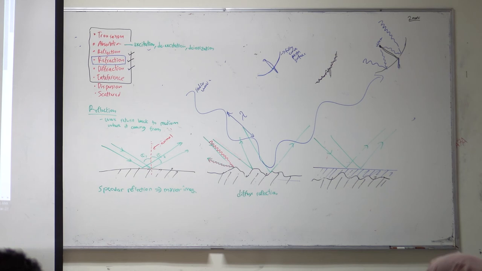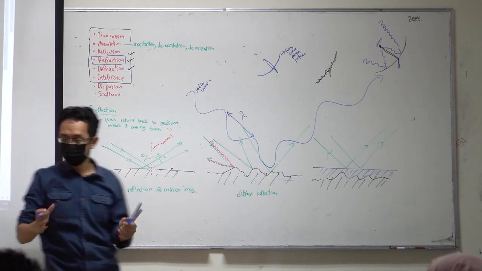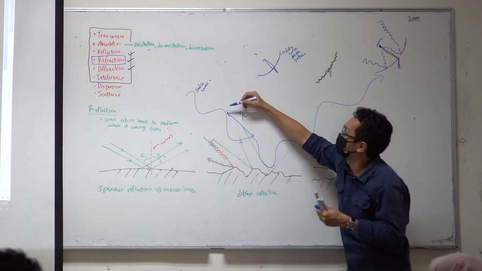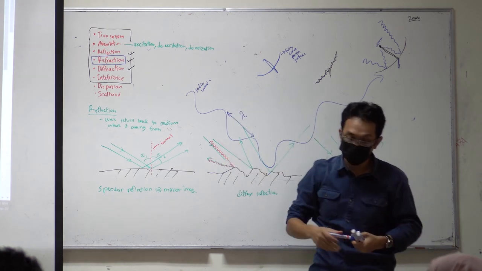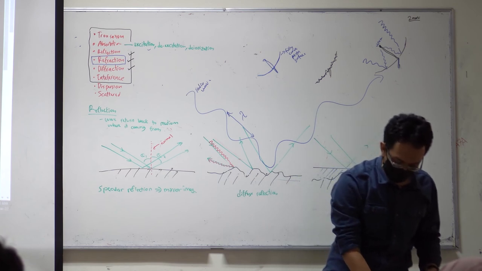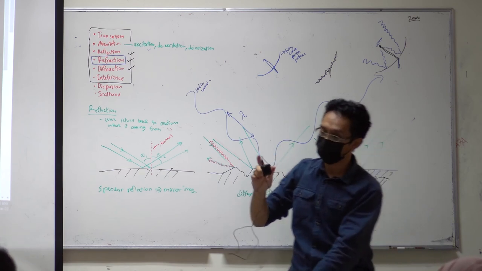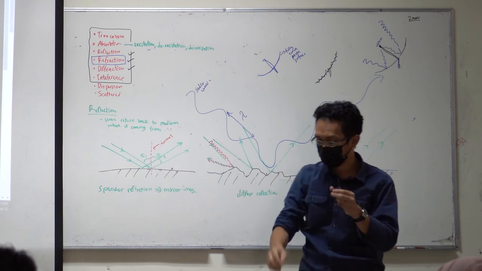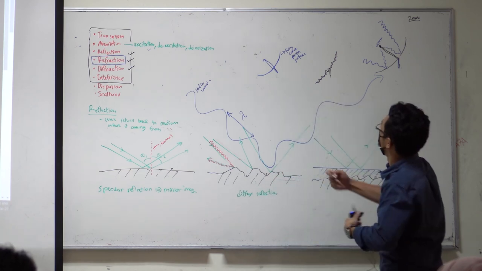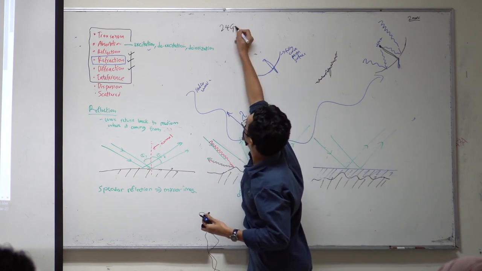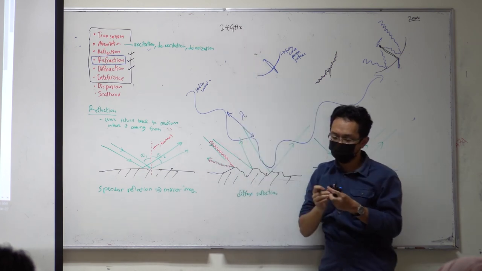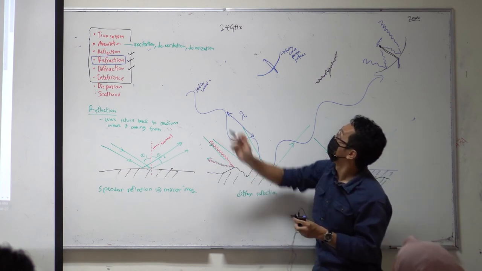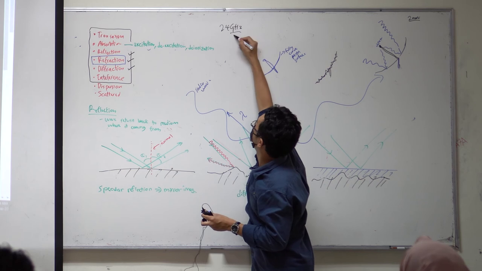And remember, radio waves have different wavelengths. They have a different range of wavelength. For example, this microphone also emits radio wave. This microphone basically works at 2.4 gigahertz. In fact, most of your home appliances use 2.4 gigahertz. This is frequency.